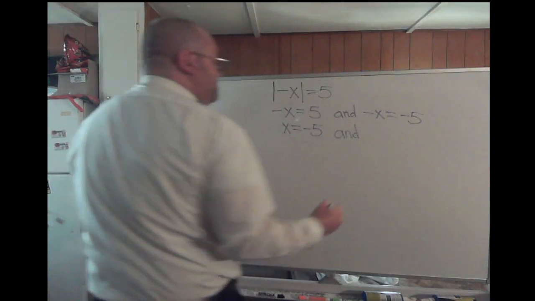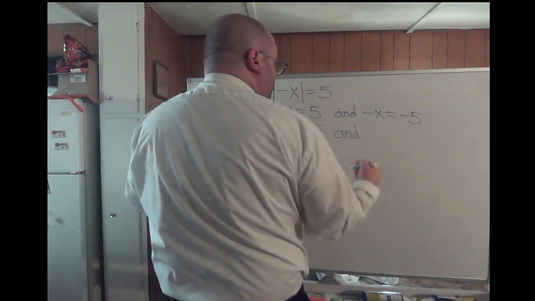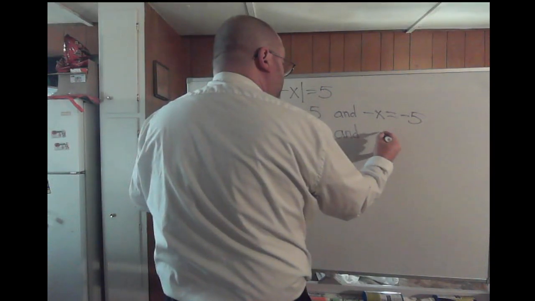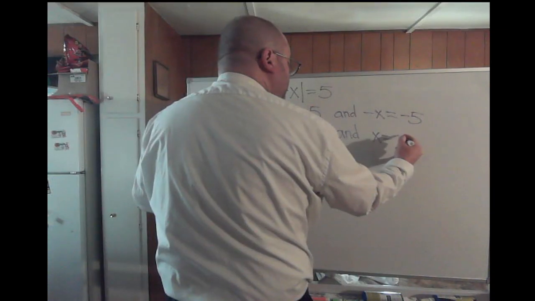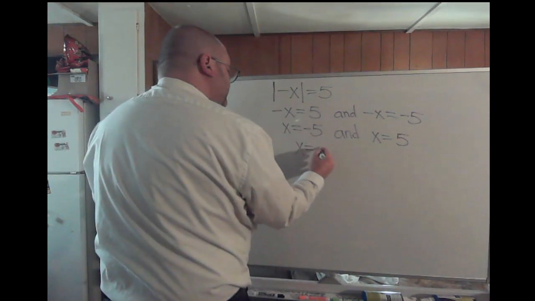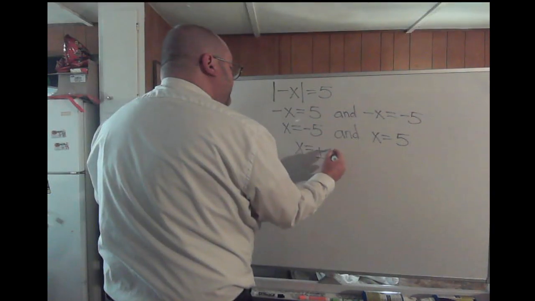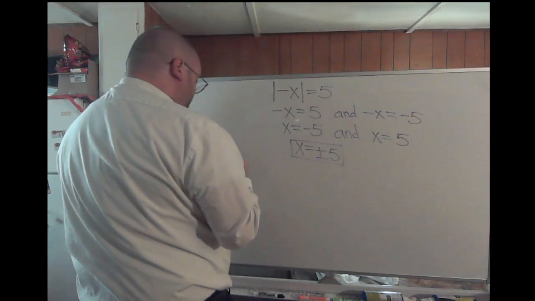And then we have negative x equals negative 5. To just get x, you divide by negative 1. So you'll get x is equal to negative 5 divided by negative 1. That's positive 5. So x would in fact equal plus or minus 5. That's exactly what we would get. x would equal plus or minus 5.